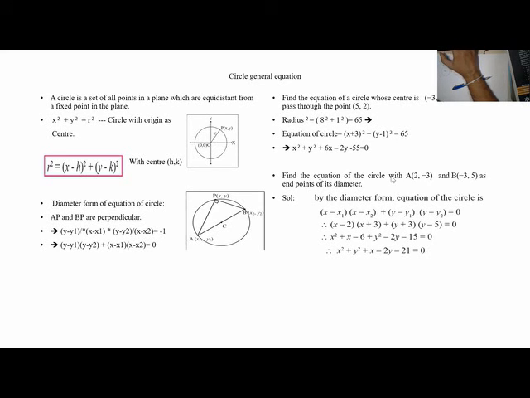Okay, this is a form. Now find the equation of the circle where we have two diametric points. I have to simply substitute in the formula. When I substitute in the formula, I get x square plus y square plus x minus 2y minus 21 is equal to 0. So this is the diametric form equation, and the other is the center form equation.